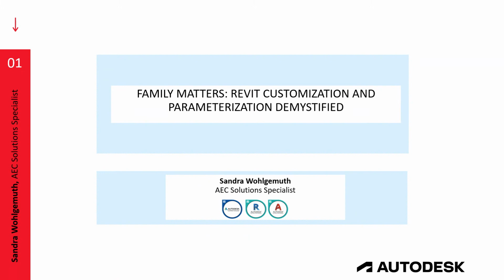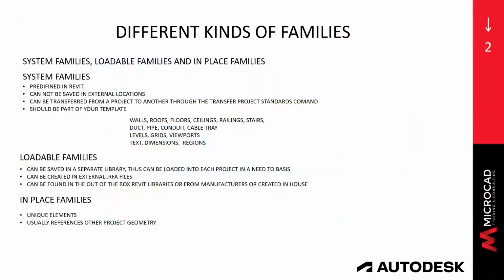Today we're going to be talking about Revit families. We're going to be talking about the different types of families that we have, the different types of parameters, and a whole bunch of other family-related subjects. As you all know, family matters in life. So, starting with this, the different kinds of families that you find in Revit, you have 3 different types of families. You have system families, you have loadable families, and you have in-place families.